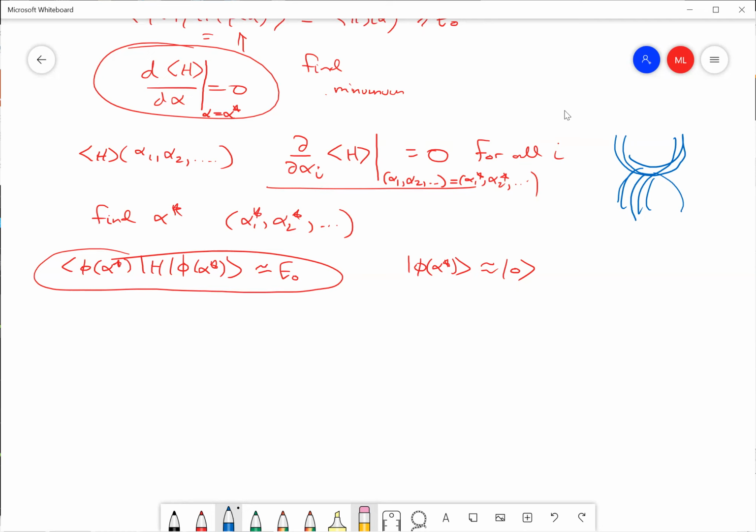I was just wondering if you knew of any programs that could quickly do this if you gave it a trial wave function, not to do the homework, but just in general. Yeah, that's a good question too.